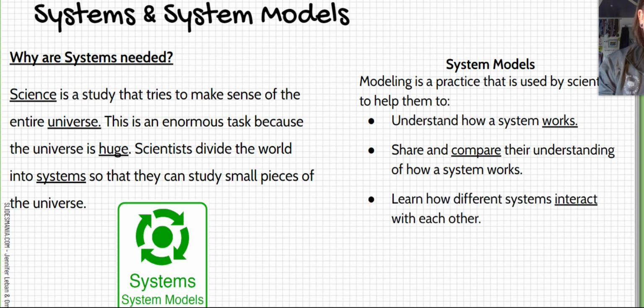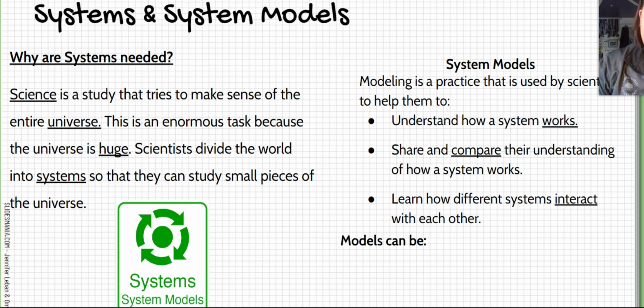We can also learn how different systems interact with each other. So remember, interaction is two things affecting each other. So by using a model, we can make predictions and come up with explanations on how two different systems might interact with each other. Think the muscular system and the skeletal system work together to let our bodies move.